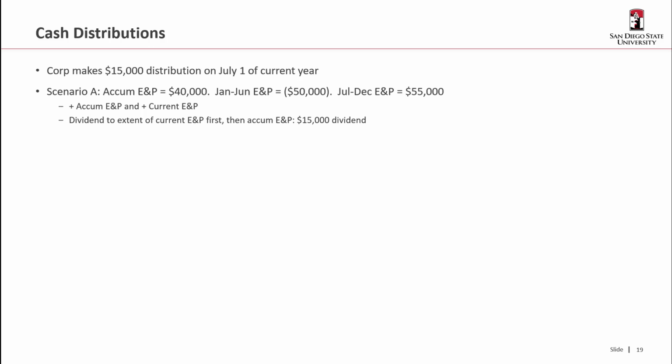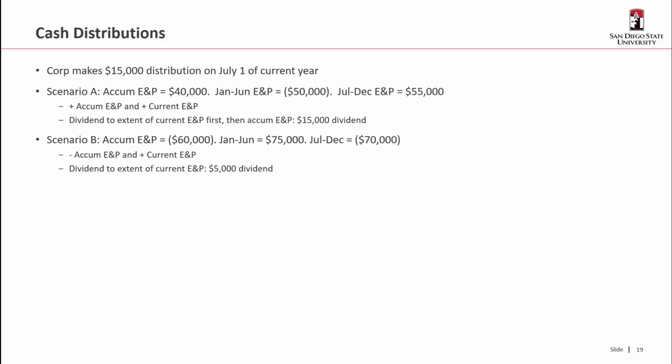Well, if we go back to the chart we had on the last page, we say, look, it's a dividend to the extent of current E&P first, and then accumulated E&P. So my total current E&P is $5,000 at year end. Therefore, it comes out of current E&P first, so that $5,000 gets soaked up. And then $10,000 more of that distribution comes out of accumulated E&P. So what that would mean is we would finish the year with no current E&P and $30,000 of accumulated E&P.